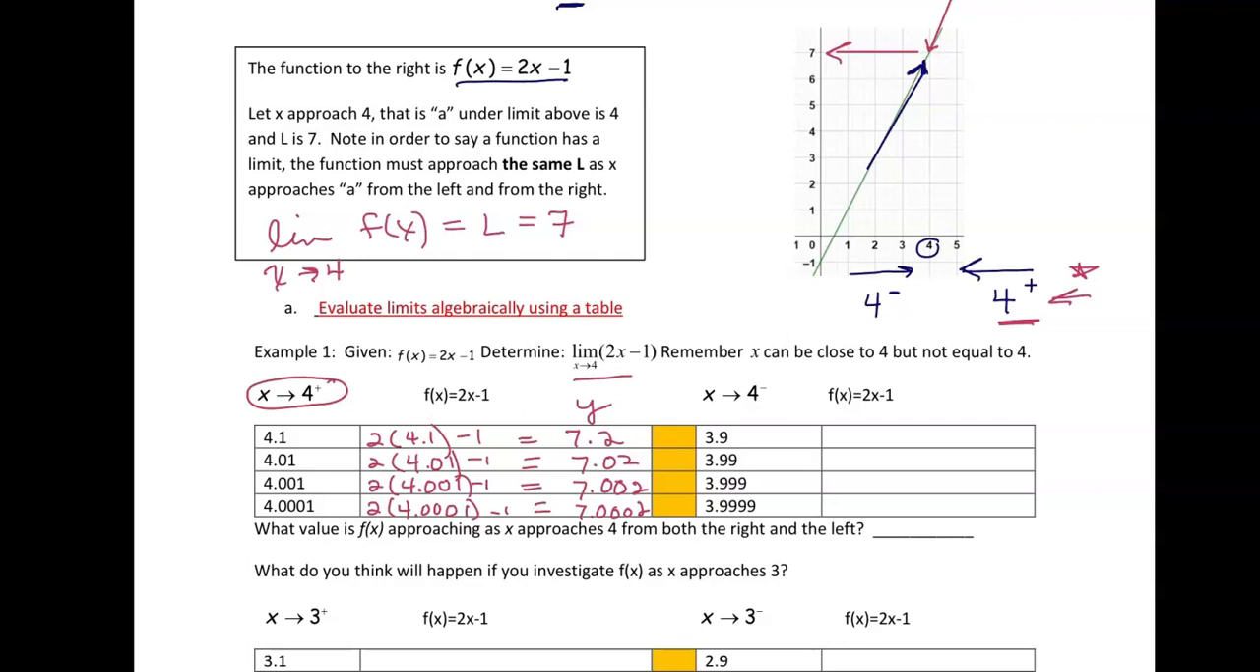Now go the other way. Let me change my color to green. I'm going to come from this direction.